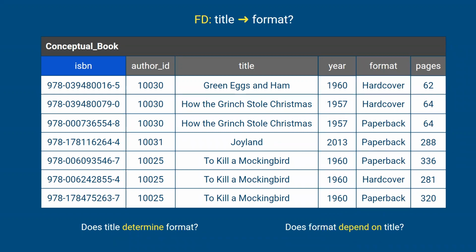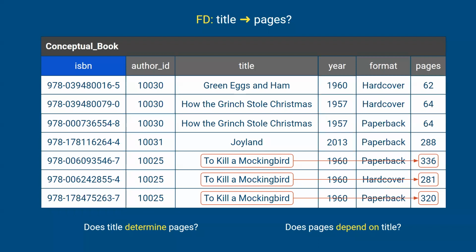Does the title determine the format? Yeah, so we can look here: To Kill a Mockingbird, 3 different ISBNs, and they've got different formats. So it does not determine the format. How about the number of pages? Does the title determine the number of pages? We've got different numbers of pages as well.